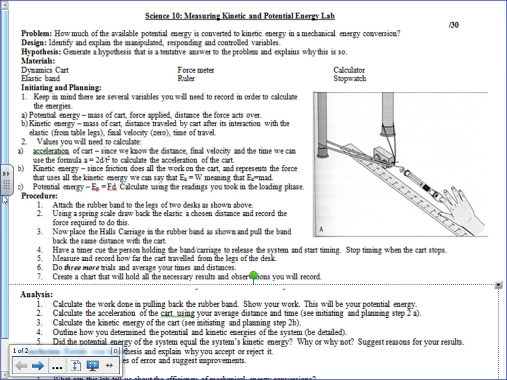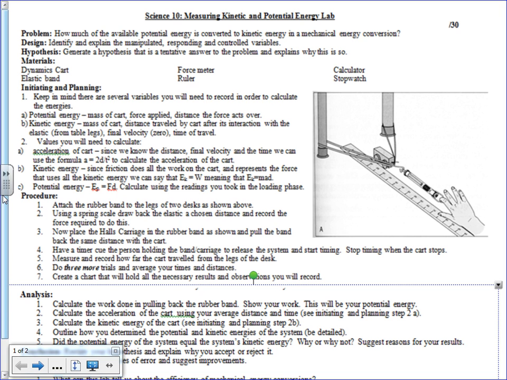Controlled variables, a lot of them the same as the last time. A lot of them will be the same as the work lab. There's a few new ones. Obviously some of the equipment you use should probably remain the same throughout the entire lab.